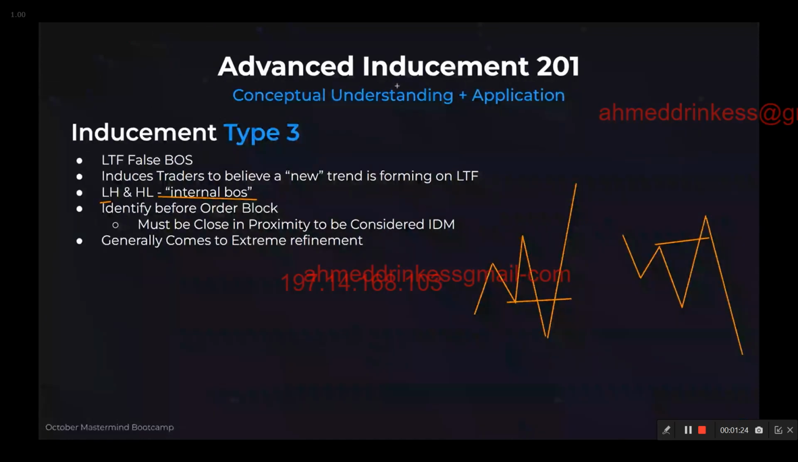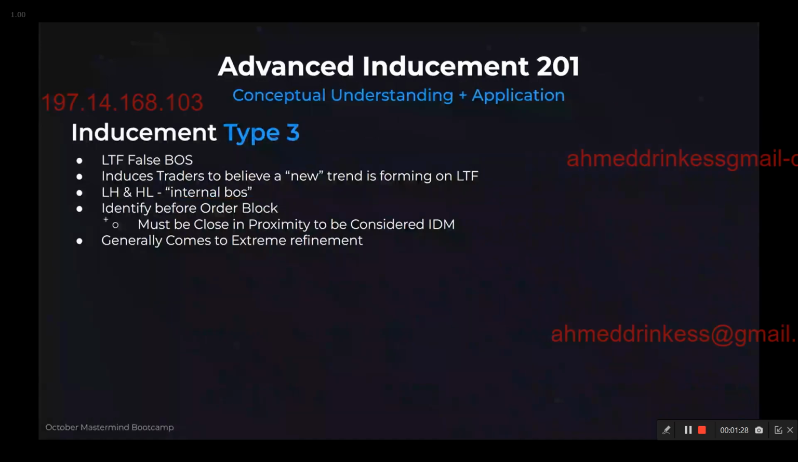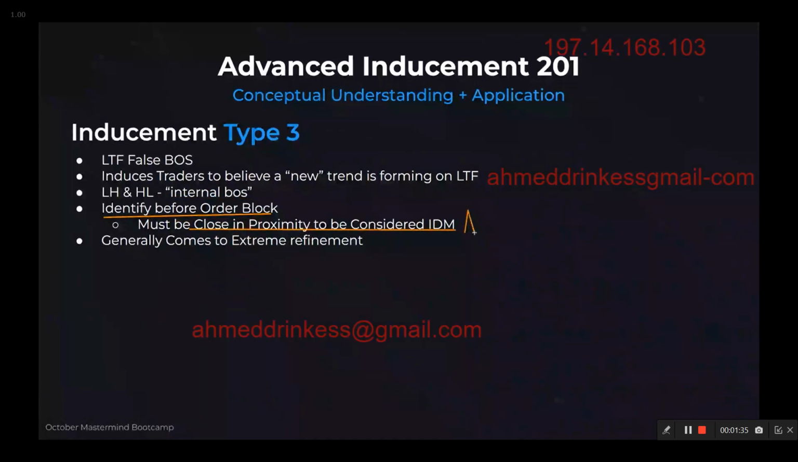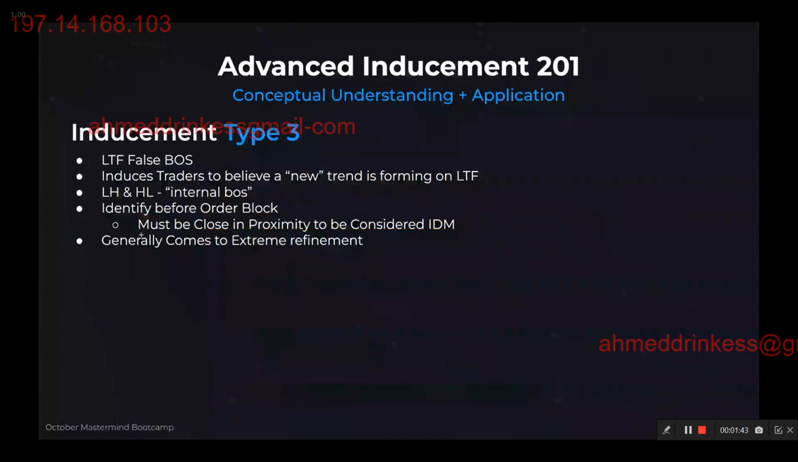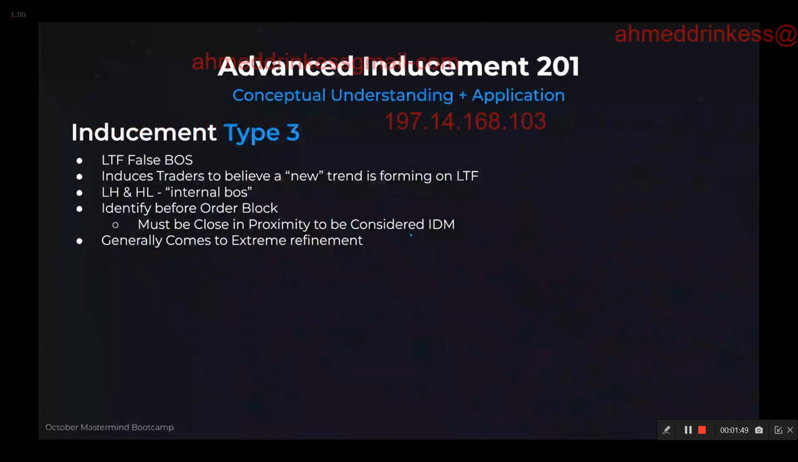Internal false BOS. And then, of course, identify before the order block, must be close in proximity, like Trevor said, to be considered an IDM and valid order block. And then, of course, generally this will come to your main leg extreme refinement, right? Make sure to have these points written down, and then we're going to cover the key takeaways of all inducements.